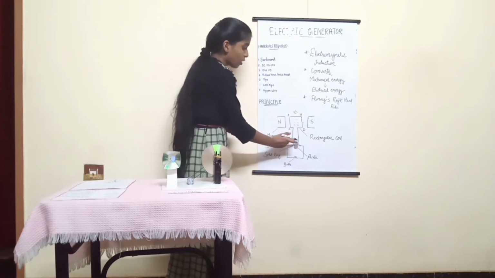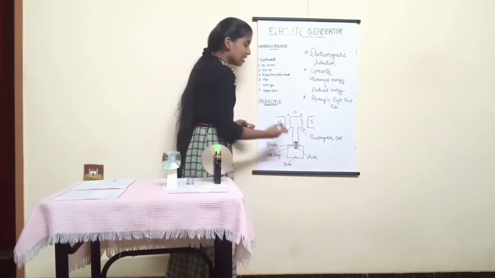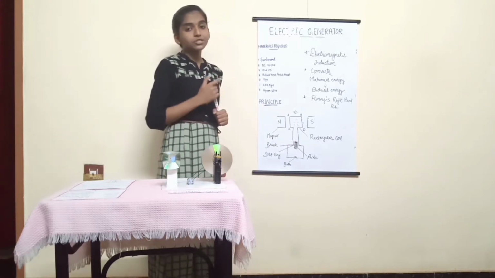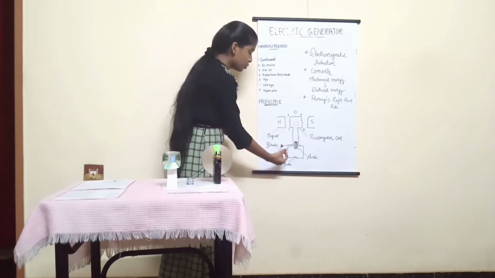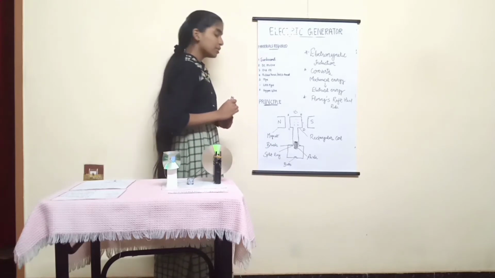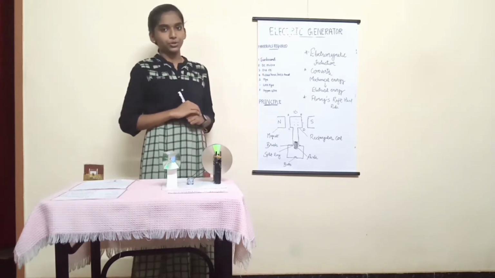And this split ring is also attached internally to the axle. This is the axle, and we have to rotate this axle outside so that only the coil inside the magnetic field rotates. And the two outer ends of this brush are connected to a bulb to show the flow of current through this given external circuit.